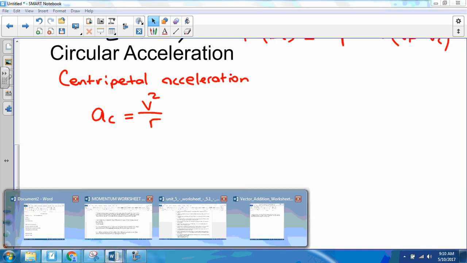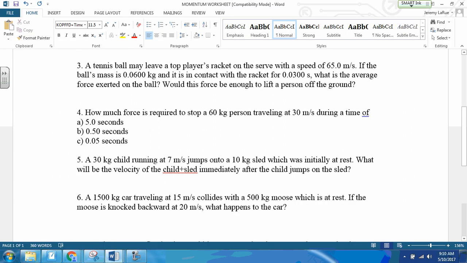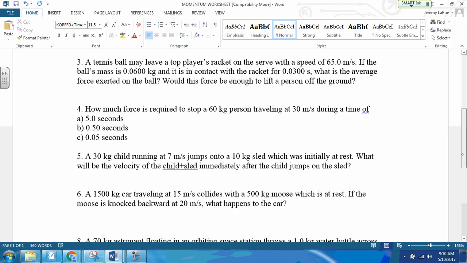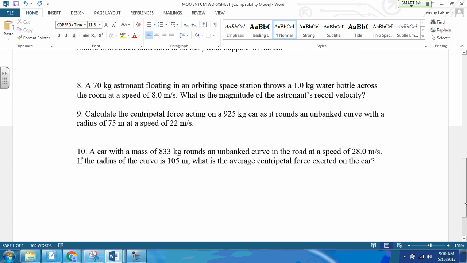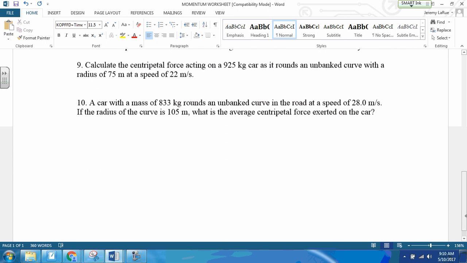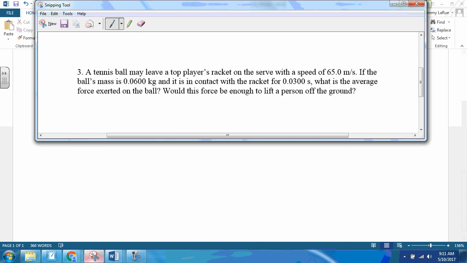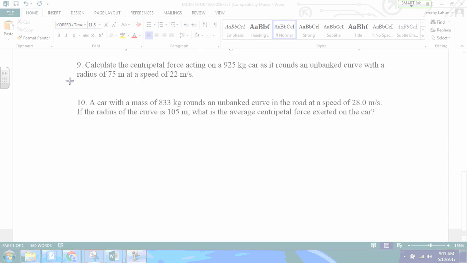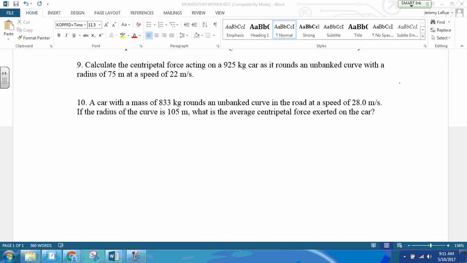So let's look at the worksheet that I gave you, and we should have a question on there about this. Let's go number 9. Calculate the centripetal force acting on a 925 kilogram car as it rounds an unbanked curve with a radius of 75 meters at a speed of 22 meters per second. So there is quite a bit of information here, and we're going to end up applying more than just one thing to find our answer.